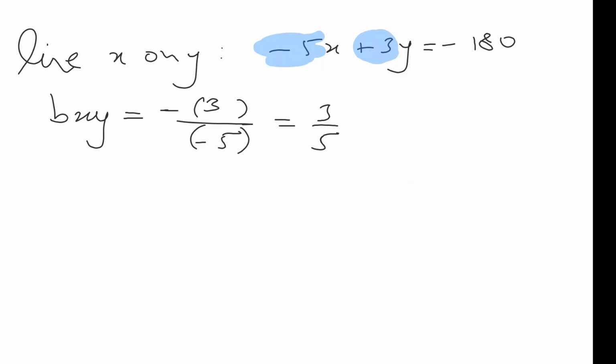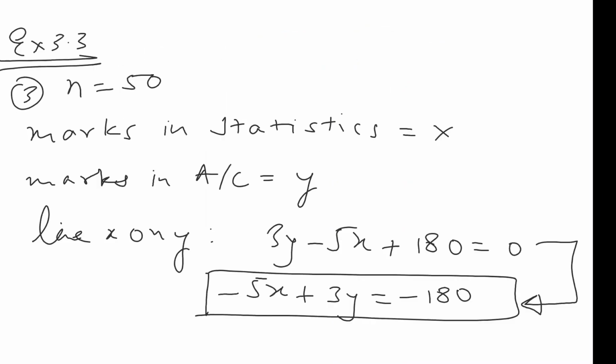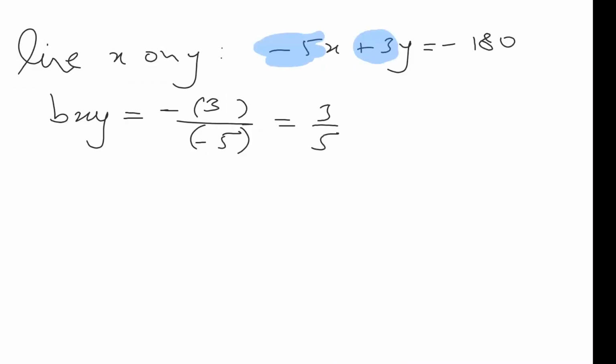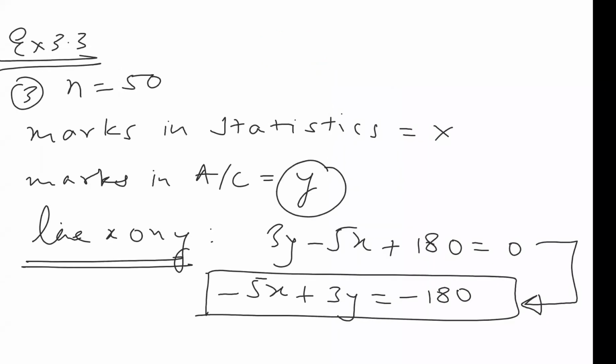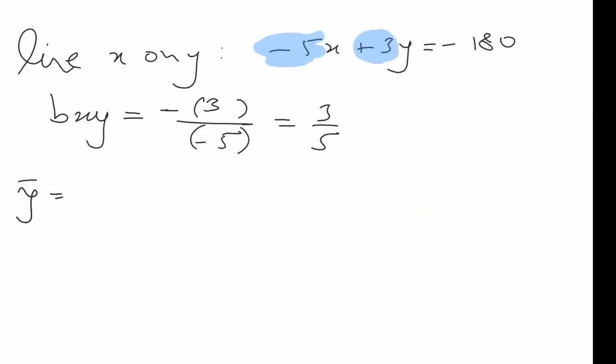Okay, so we have decoded one piece of information from this. Line x on y was given to us, and we got bxy. We'll proceed with the given statements in the question. The mean marks in accountancy is 44. Accountancy is y, so y bar is equal to 44. This is given to us.